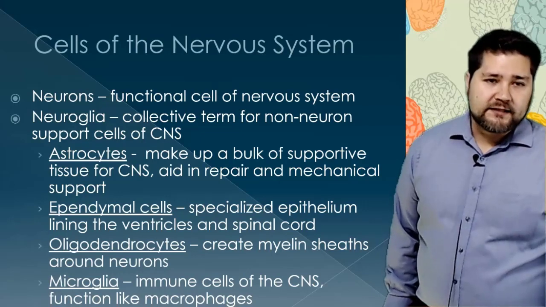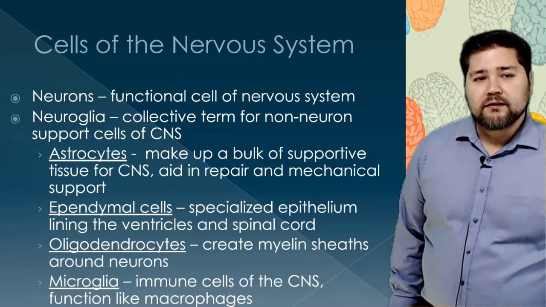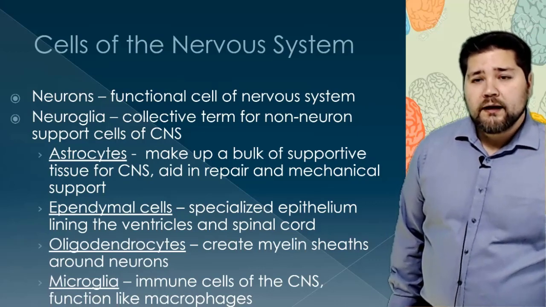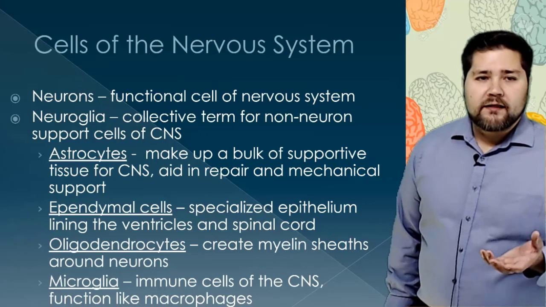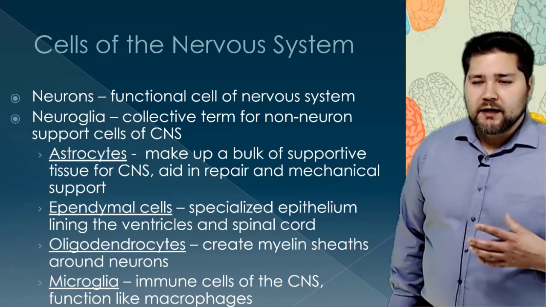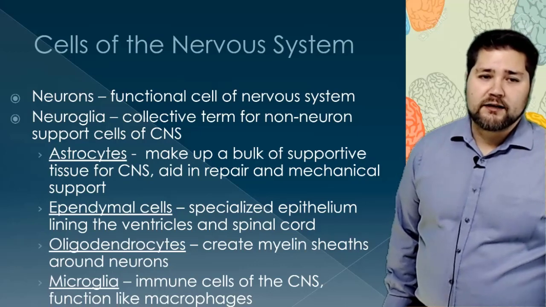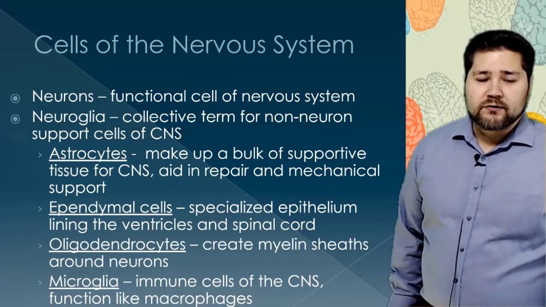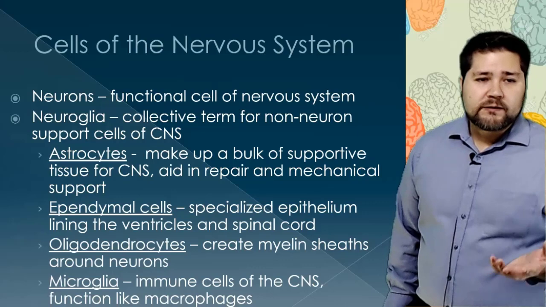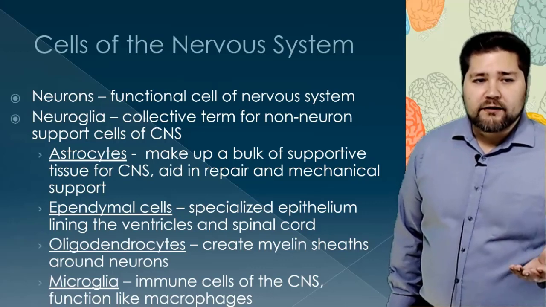Next, you'll have ependymal cells, which are going to be these specialized epithelium lining the ventricles and spinal cord columns. You can think of these as duct cells. They're cuboidal, so they have a similar appearance to the ones you see in interlobular and intralobular ducts. And some of these will be specialized to create cerebrospinal fluid.